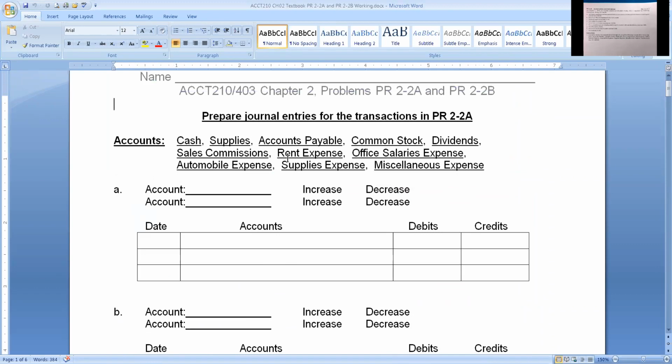Okay, so this is the problem. These are the accounts they tell us we can use. It's kind of nice to have a list of accounts. And by the way, a lot of times in regular accounting there's what they call a chart of accounts. Every company calls things a little bit differently. They might call it office salaries expense, or office wages expense or something like that. But they'll have a chart of accounts, and then you can pick the accounts you have. So unlike in this class, sometimes you don't have to come up with the accounts yourself. There'll be a list of them.